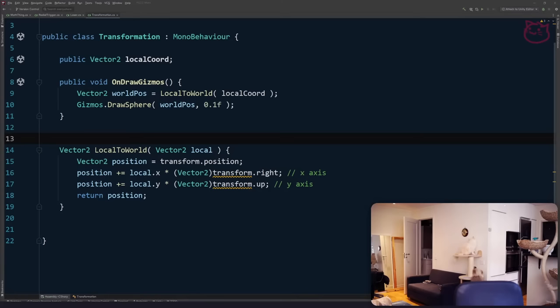Okay. Is everything clear so far? It looks like it is, right? People are typing. Okay, I think we're good, right? Are we ready for local to world? Or sorry, world to local?